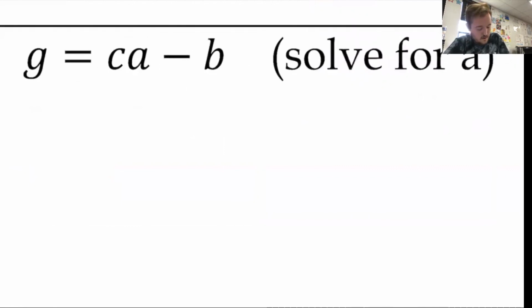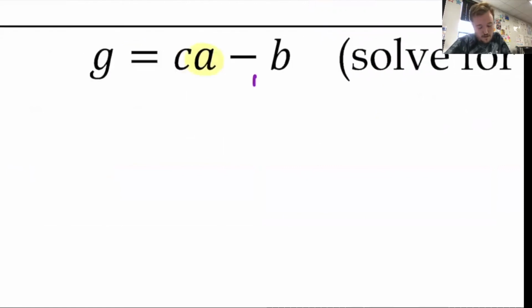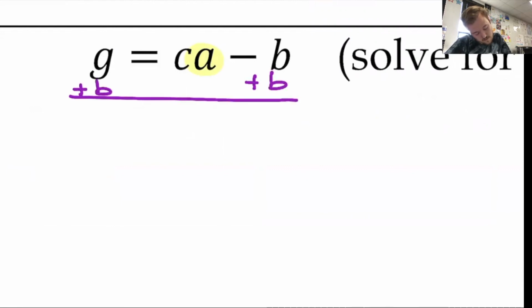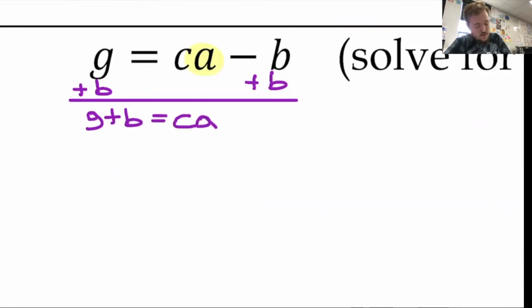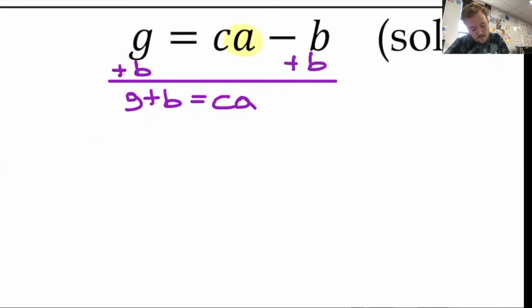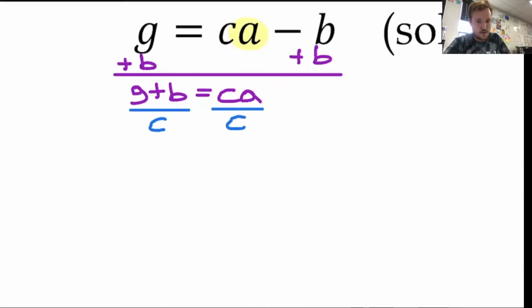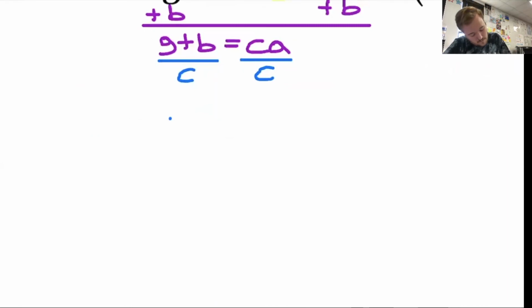All right, so we're solving for a. So I'm going to add b on both sides. So I'm going to have g plus b equals ca. So I still want to get a by itself. So I need to get rid of the c. So in order to get rid of c, I'm going to divide. So I'm dividing because they are multiplying. So I'm going to have g plus b over c.